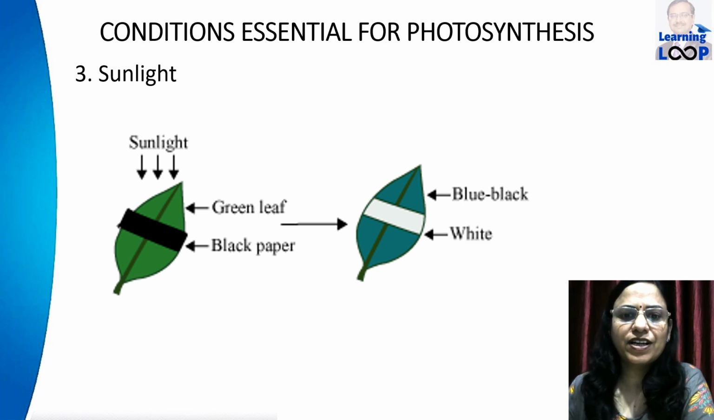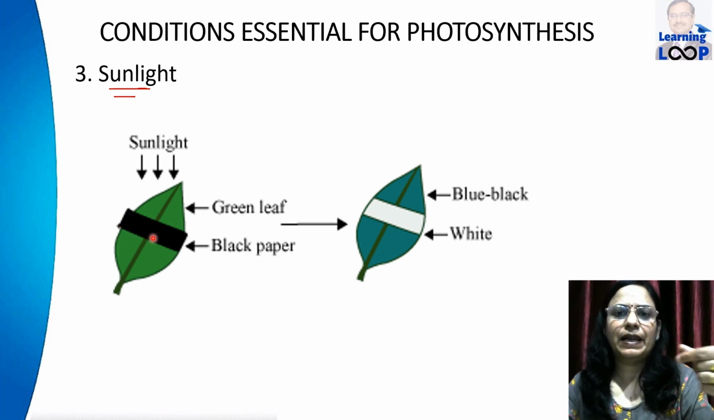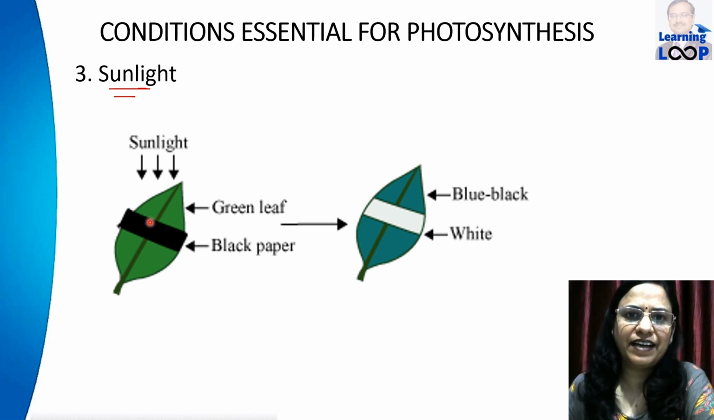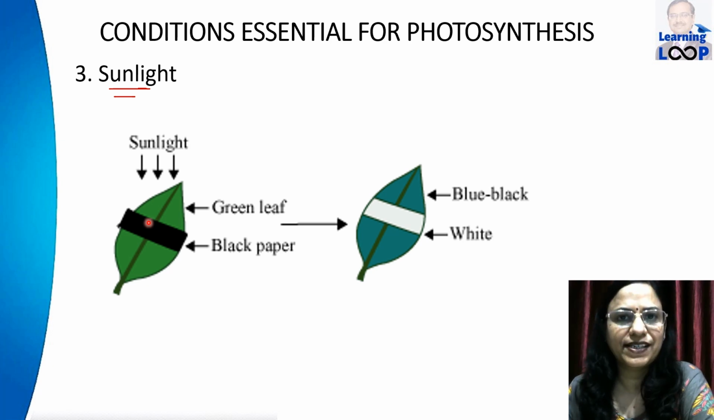The third essential condition for the process of photosynthesis is the presence of sunlight. So this time again we will take a plant. We will destarch it by placing it in a dark room for 2 to 3 days. Then we will bring that plant out and we'll cover the leaf with a black strip of paper as shown in the diagram. We can use paper clips to just fix the strip in place on the leaf. And we will let the plant stay in sunlight for around 2 to 3 hours.